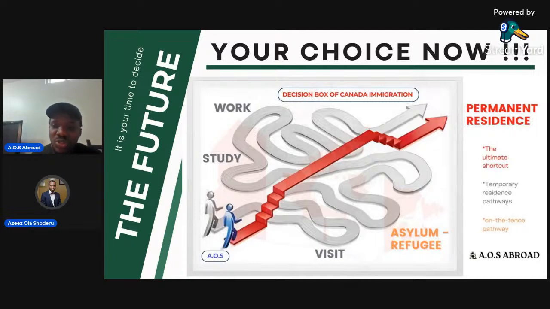We have the ultimate shortcut, we have the temporary residence pathways, and we have what we call on-the-fence pathways. So it is your own decision box. It is your own decision time. Do you want to be in the decision box of Canada, or do you want to be outside the decision box of Canada? Which one do you want?